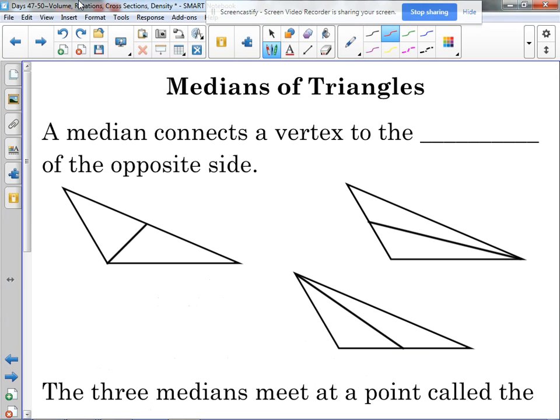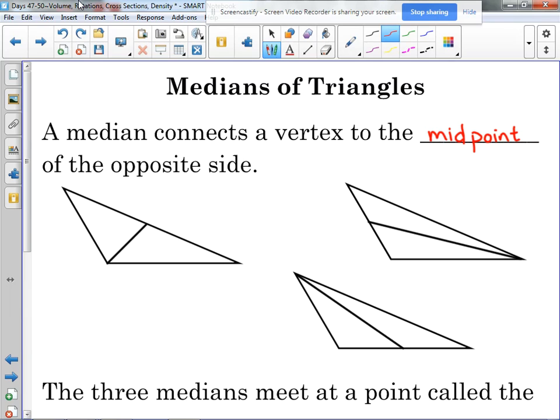Let's talk about the median. A median connects a vertex to the blank of the opposite side. Now, just looking at those pictures, does anybody have a guess as to what that word would be there? Okay, think about a median in a road. Where's the median in the road? It's in the middle of the road, right? So if we're talking about the middle and we're talking about geometry, how about the midpoint?